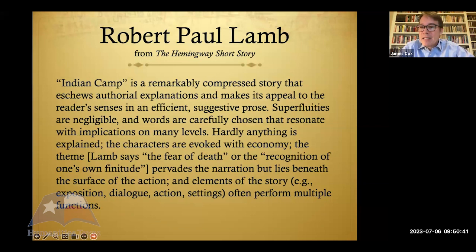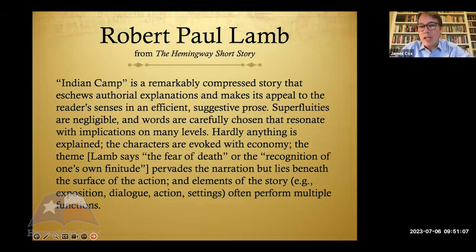So that is Hemingway. If you take the iceberg theory, look at the original opening of Indian Camp, and then look at the actual published version of Indian Camp, showing your students all of that is, I think, a fun and exciting way to talk about the decisions that writers make.